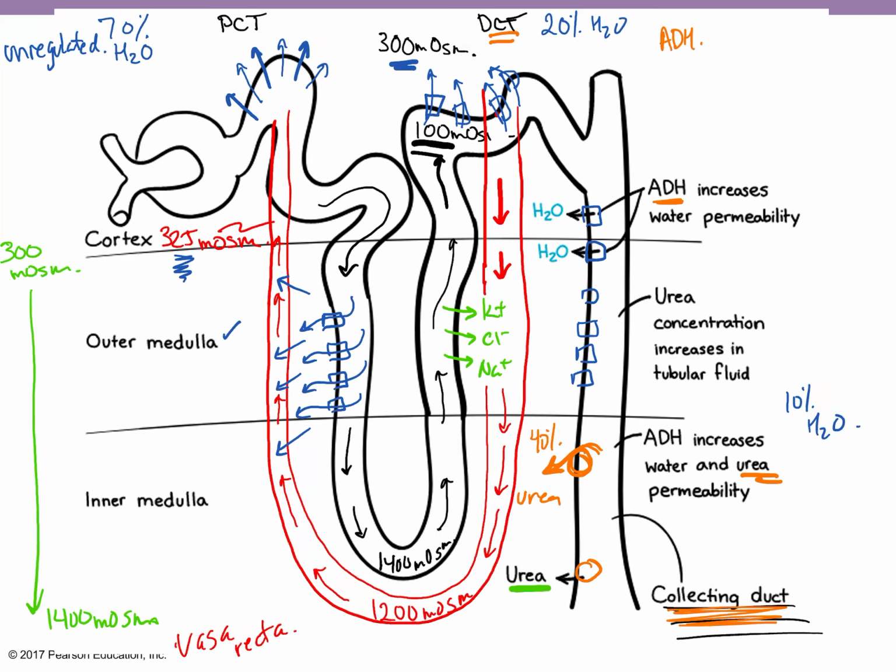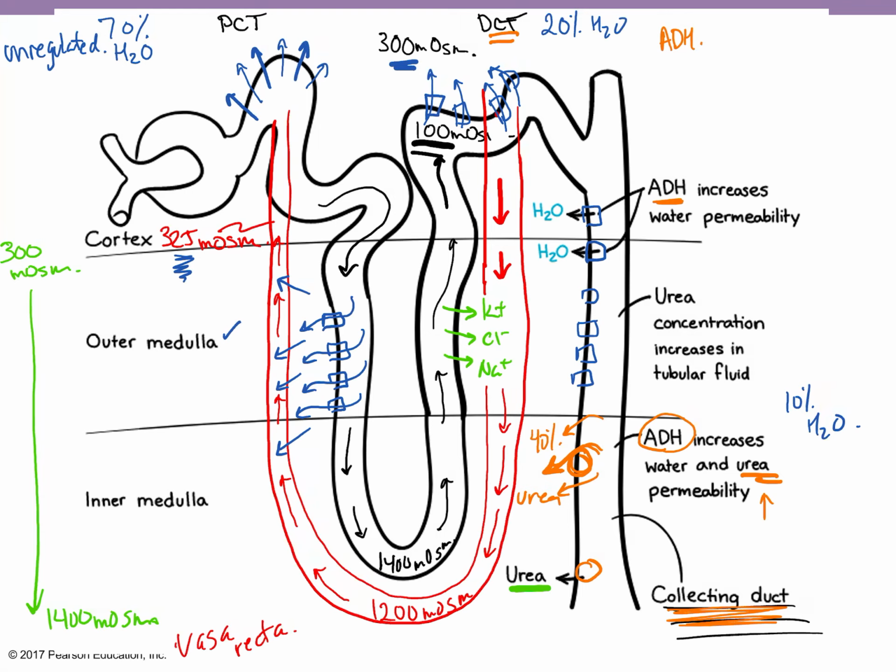And also more urea channels, the UTA transporters. Why would ADH also increase the urea transporters? Because it wants to create a higher concentration gradient. The more urea you pump out, right? The more urea you pump out, the saltier this environment's going to get.